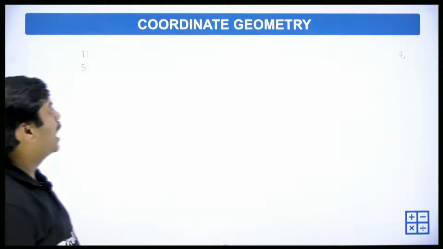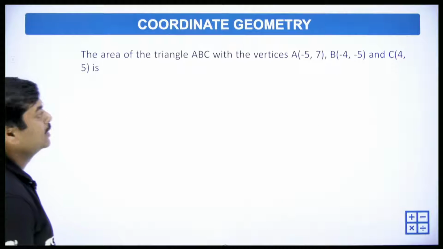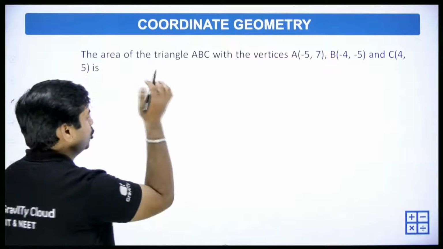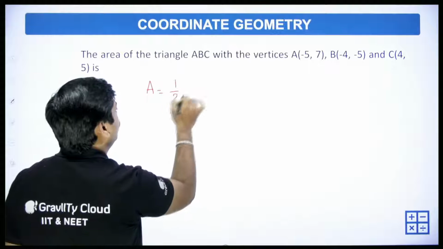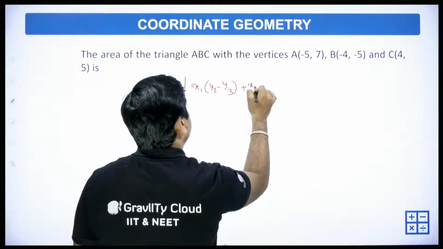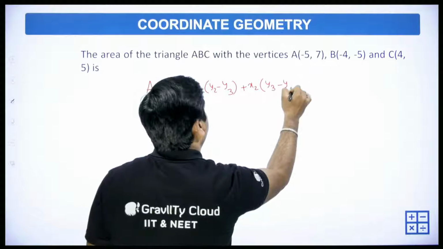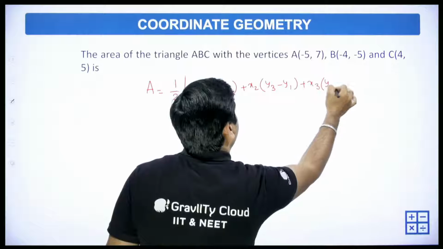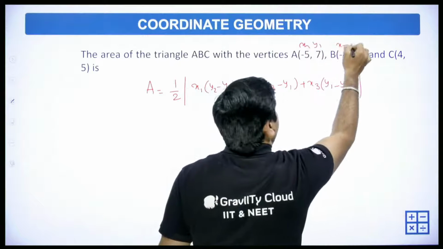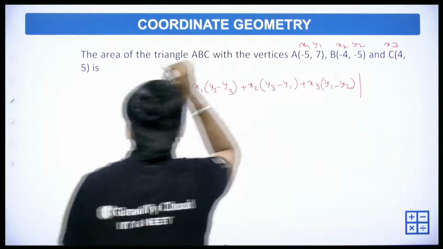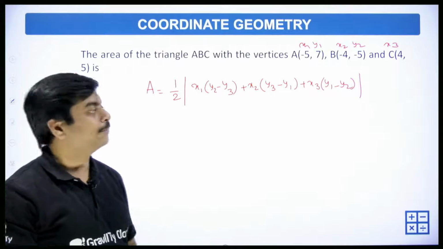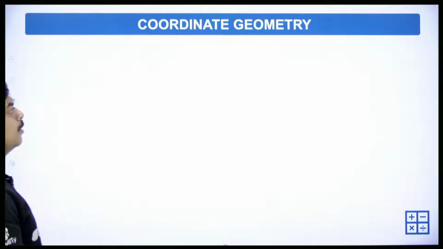Okay, so the next question we have is the area of triangle ABC with the given vertices. You know the formula, right? I am not going to do that. Area is equal to half mod of x1 into y2 minus y3, plus x2 into y3 minus y1, plus x3 into y1 minus y2. Using this relation, you have all the points x1, y1, x2, y2 and x3, y3. So please try to substitute here and bring the answer. In the same way, we have a couple more questions.